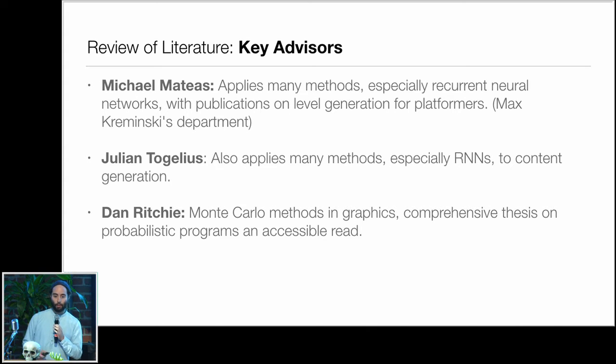Some of the key researchers in academia are doing this. Michael Mateas, he's in Max Kreminski's department at UCSC. He does a lot of different research specifically on level generation. One of his graduate students did that work. This guy, Julian Togelius at NYU, also does a lot of fascinating research. And Dan Ritchie, who was a Pixar technical director and is now a professor at Brown, does really fascinating graphics generation.